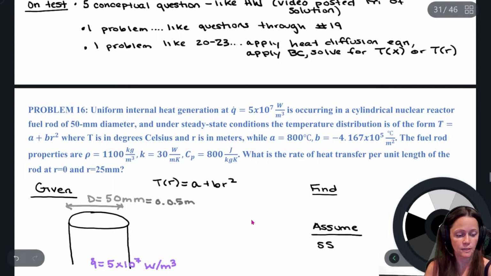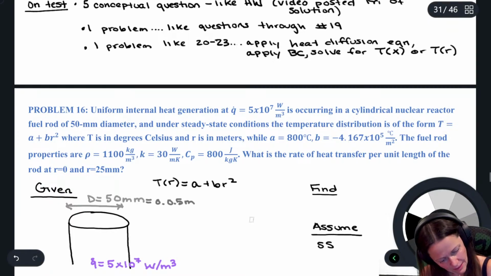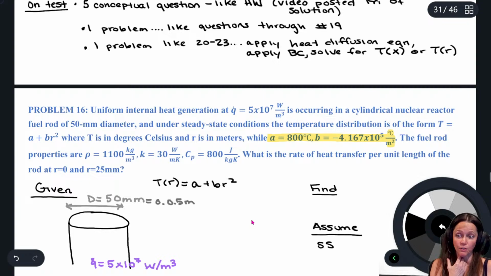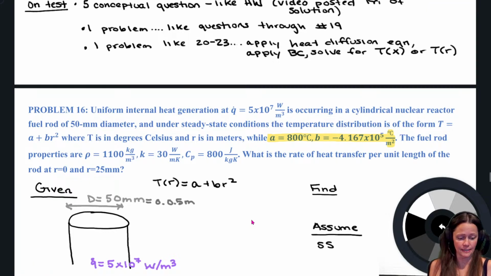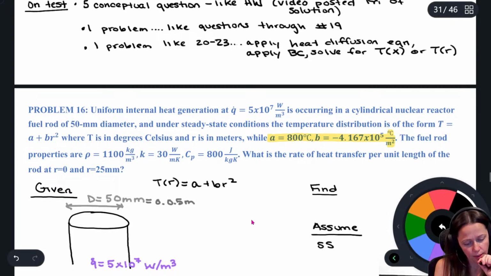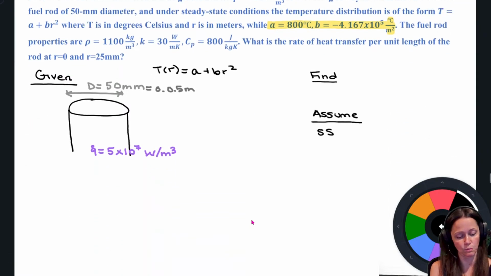So they've already done kind of the hard work. They've already solved for those constants. They've already gotten that temperature distribution and solved for their constants of integration. So they've already done that legwork. All right. We're given some properties: rho, the density, the thermal conductivity, and the specific heat. And we want to find the rate of heat transfer per unit length.